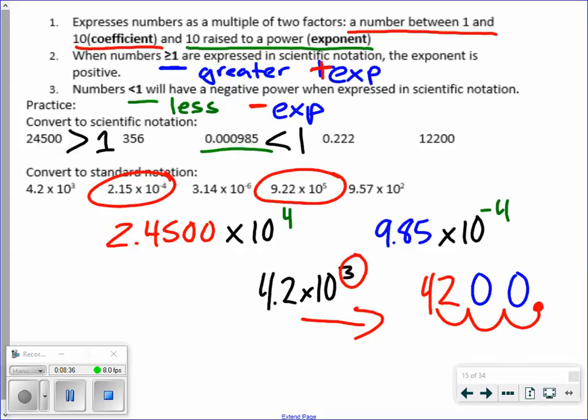I want you to do the 2 that I circled. That one says 2.15 times 10 to the negative 4, and this one says 9.22 times 10 to the 5th, and I'm going to come around and check. Alright, so you guys can get to the next part.